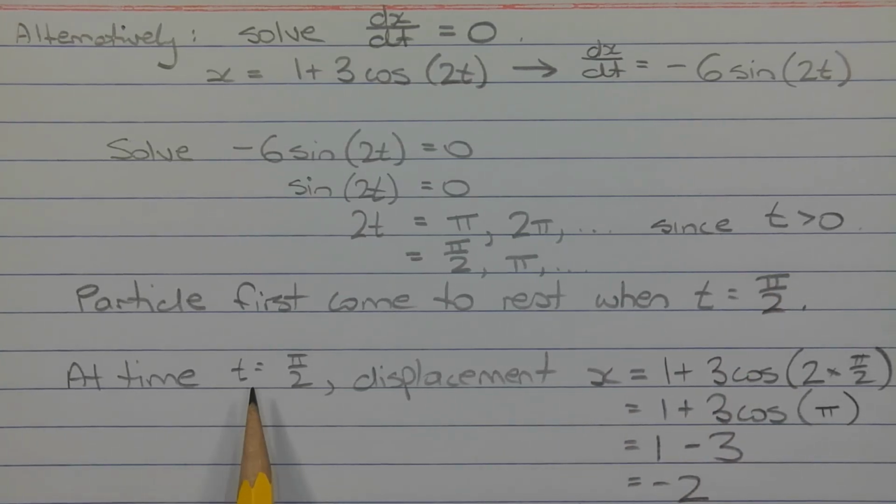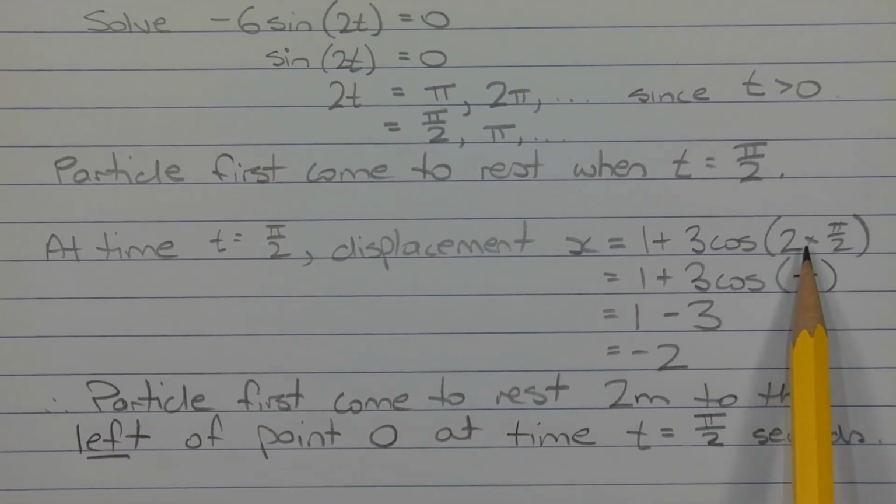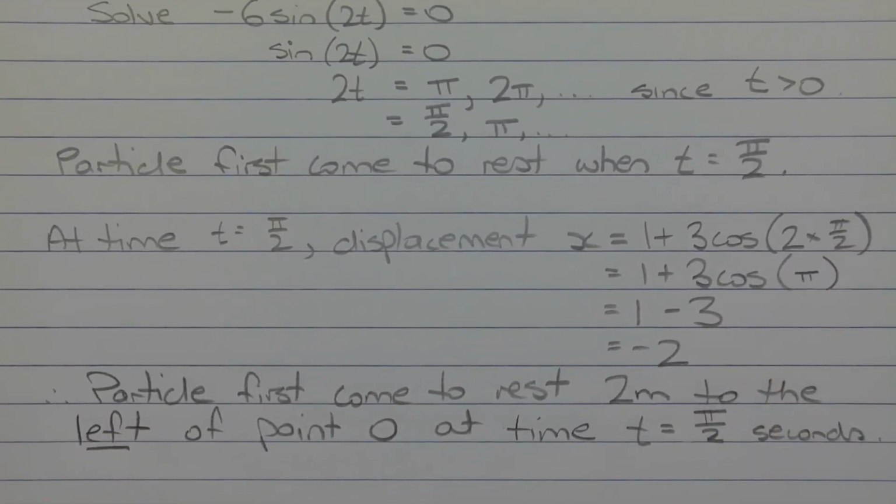Now at time t equals pi over 2 seconds, the displacement of the particle x is equal to 1 plus 3 cos 2 times pi over 2. Now 2 times pi over 2 is equal to pi. So x is equal to 1 plus 3 cos pi. Now cos pi is equal to -1. So we have x is equal to 1 minus 3, which equals -2. Therefore, the particle first comes to rest 2 meters to the left of point O at time t equals pi over 2 seconds.